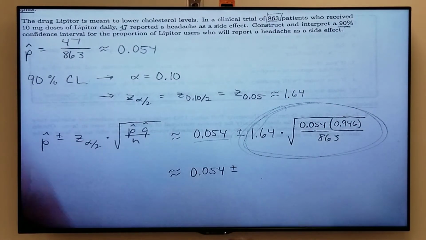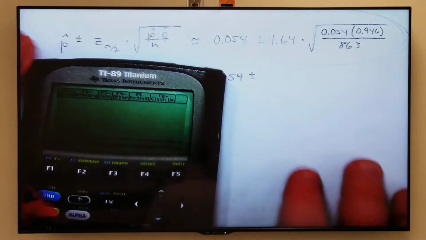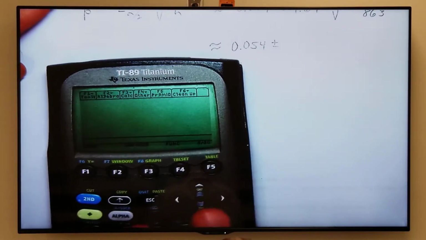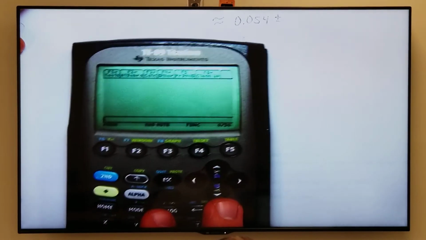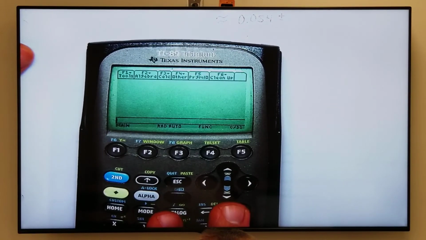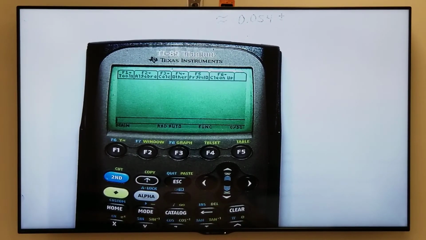Okay, everyone's calculator is a little different. So this is how I'm going to punch it in. Maybe this helps you, maybe it doesn't. I'm going to say 1.64 times the square root.